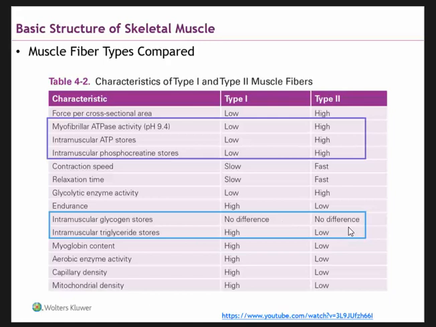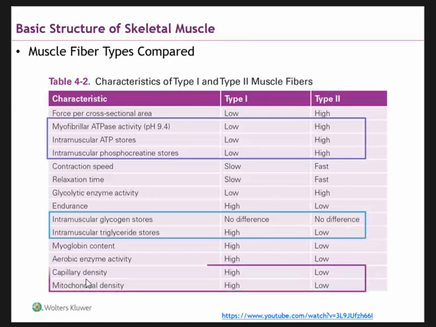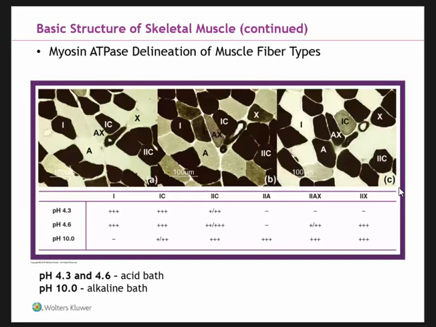Glycogen stores are very similar though. Capillary density, mitochondrial density, you can see the difference there. But yeah, this is a great chart for studying. You do have to know all these characteristics. Let's talk about how we determine fiber type.